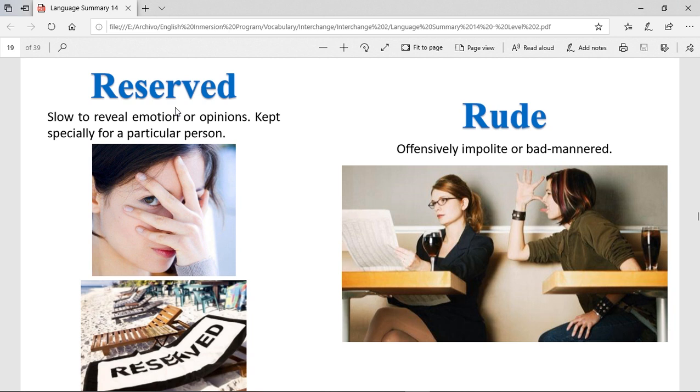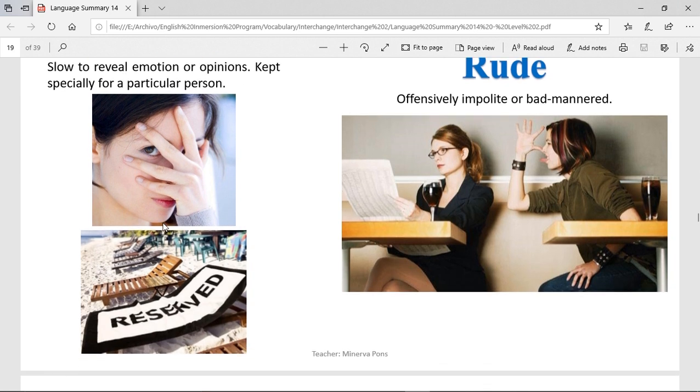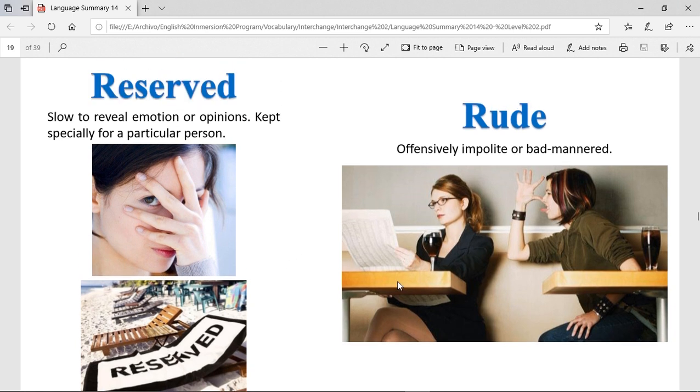Someone that is reserved is someone that doesn't want to tell a lot of things about them. They prefer being quiet and not telling a lot about them. Also, you can have something reserved, and it means that no one else can use it until the person that it is reserved for comes. Okay.